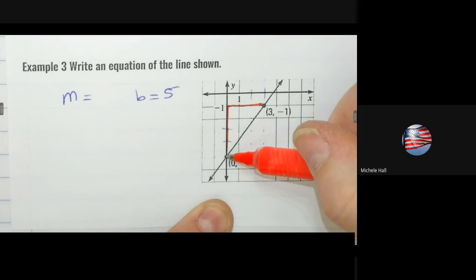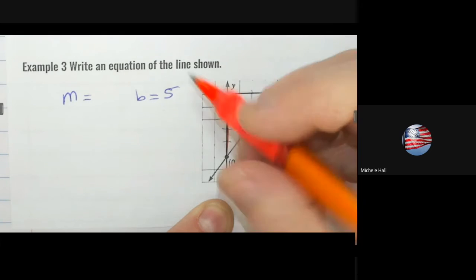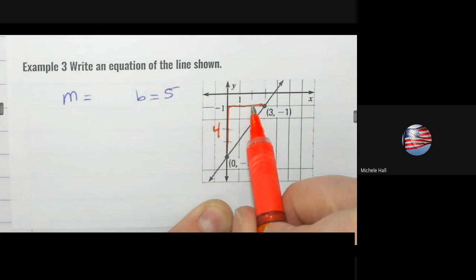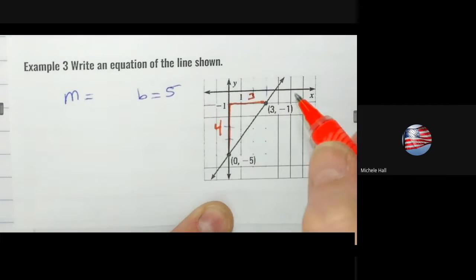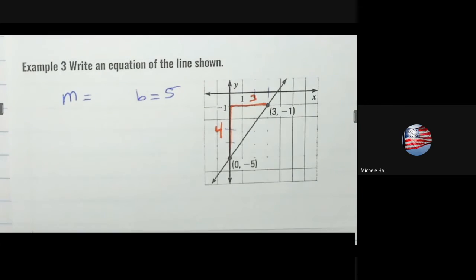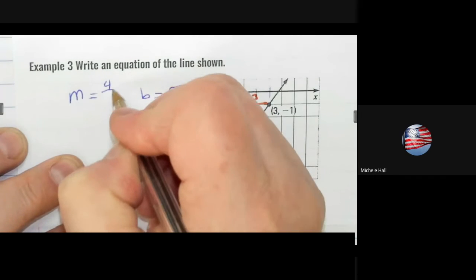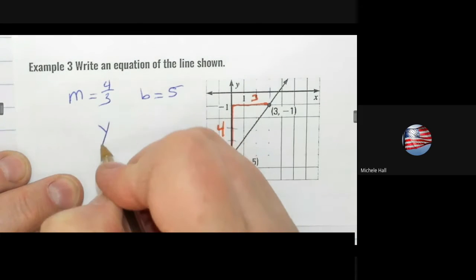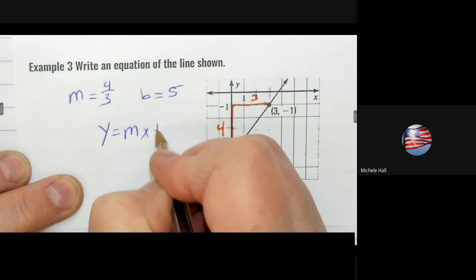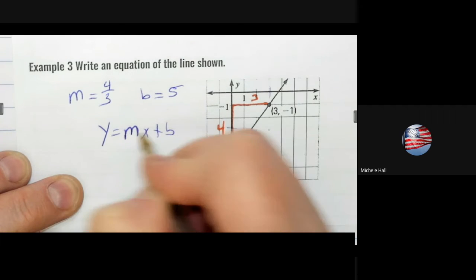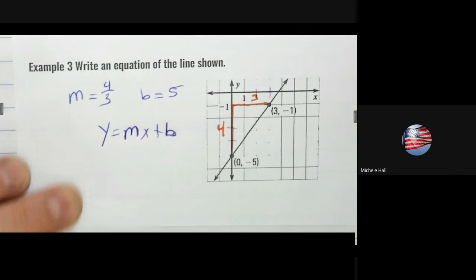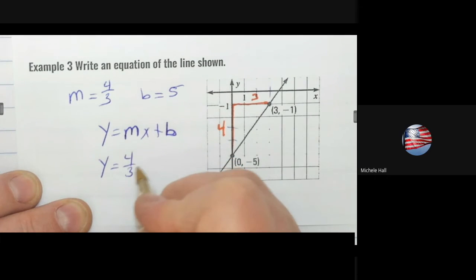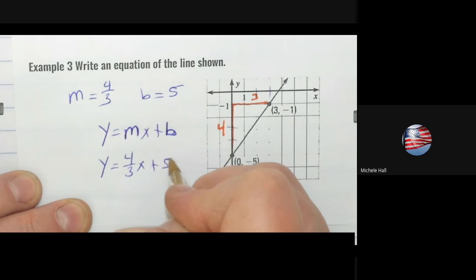How much am I rising? 1, 2, 3, 4. Rising 4 and running 1, 2, 3. So my slope would be rise 4 and run 3. And now I can write an equation. y equals mx plus b, and all I have to do is substitute in for my slope and my y-intercept. y equals 4/3 x plus 5.